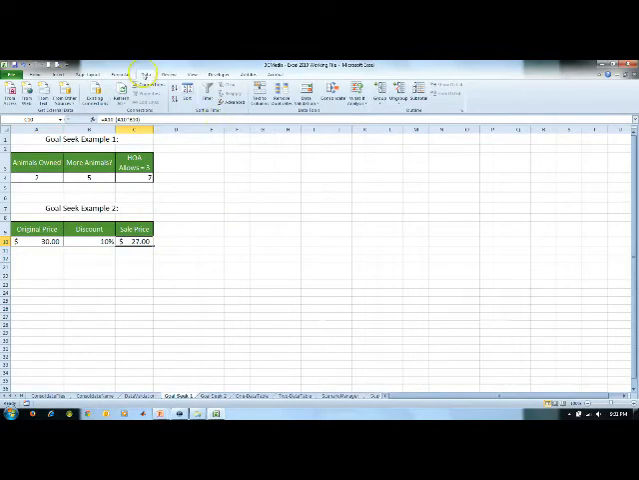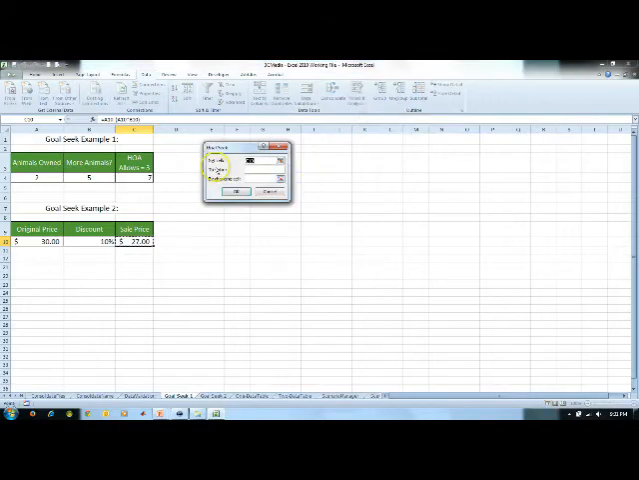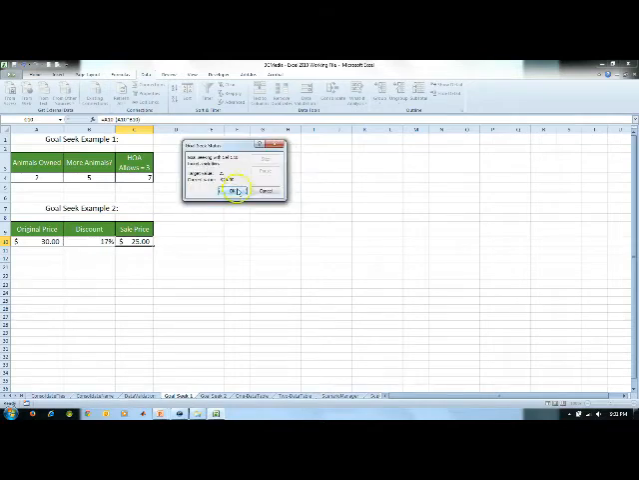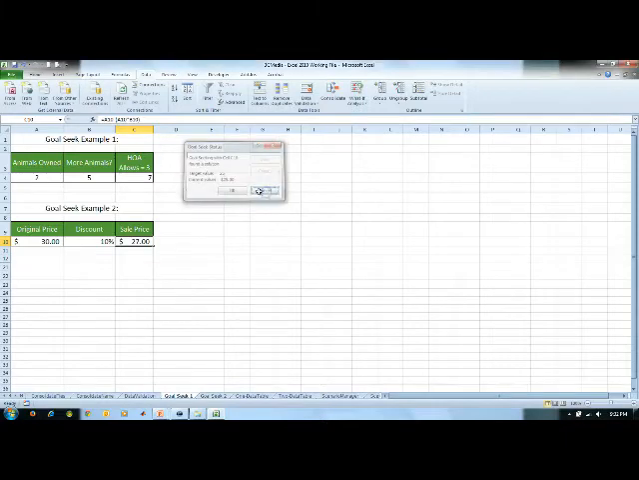Well, I have Goal Seek. So in the What If Analysis, Goal Seek, my set cell is what I want it to be, which is $25, by changing the discount. So I want to know what discount I have to make the price I pay $25. And Goal Seek found a solution. It's 17%.